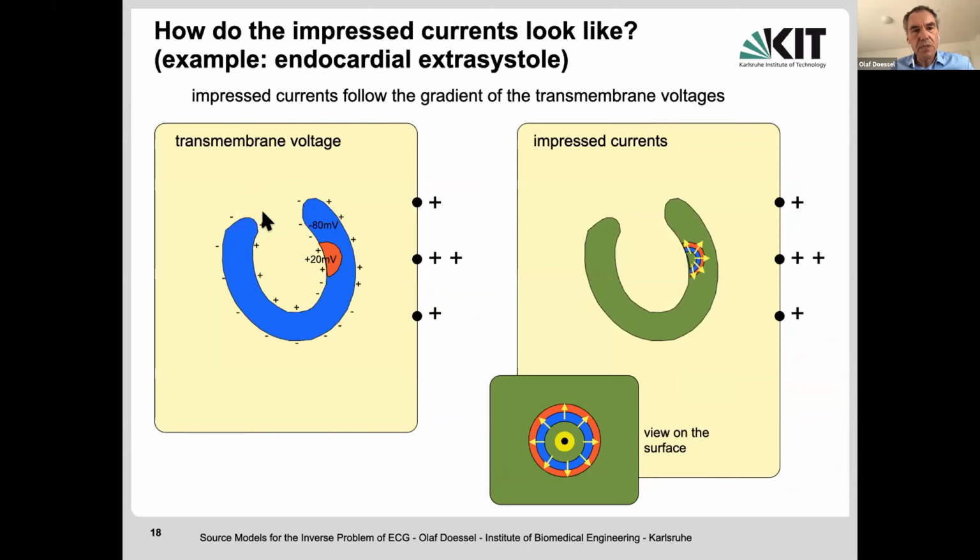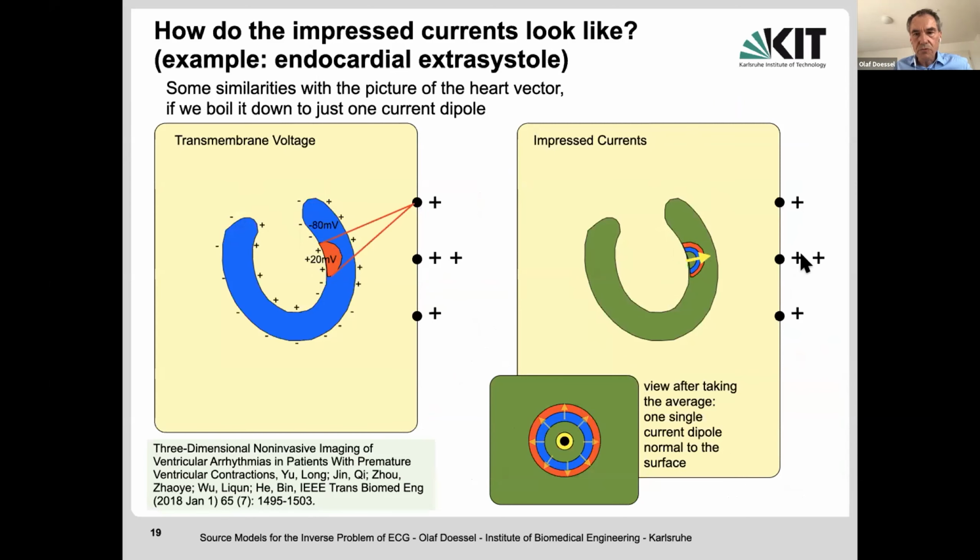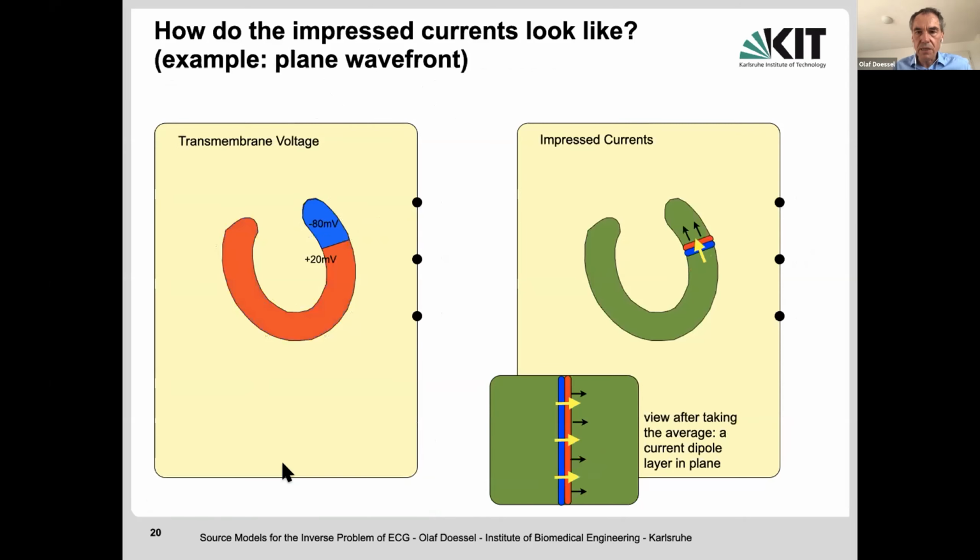So these are now the impressed currents. The impressed currents are here at the front, and we can see them from far away. Then there would be just one single large dipole. We could replace this by a single large dipole that is normal to the surface, and this has been used by the group of Ben Hay for a couple of years with nice results. But if there is a depolarization front here, we only have an impressed current in the plane, and so we cannot always act as if the impressed current is orthogonal to the surface.